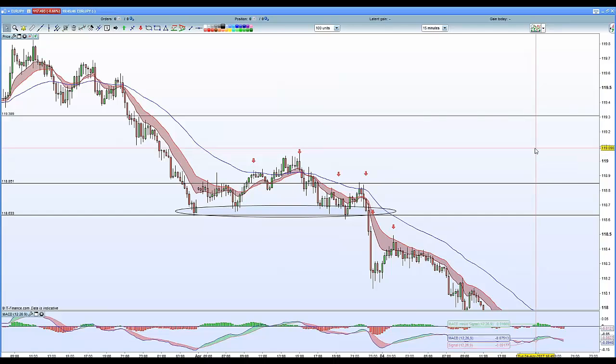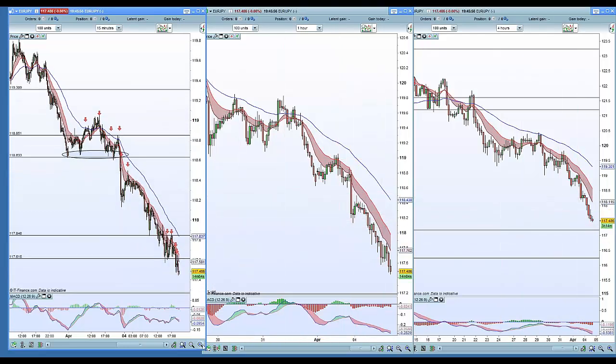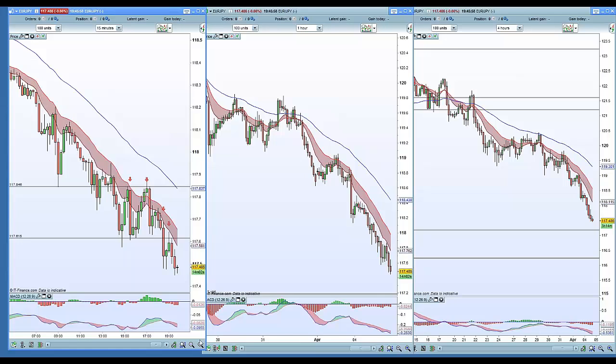As long as you are very sure about your bias based on the higher time frame, which for this case is very clear-cut, all you need to do is just get your mind out of the way and follow strategy, follow price action. All right, just wanted to show an example.